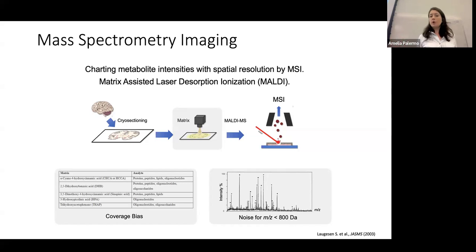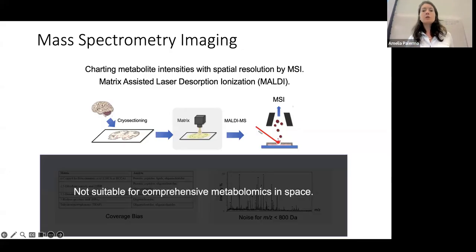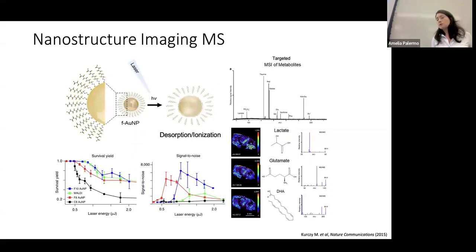So that's a problem, because we want to have spatial resolution, meaning high resolution over space, but also high sensitivity, because the amount that we will be able to ionize from that spot is very limited, right? So we need high sensitivity, but we are in conditions of having high noise. How do we deal with that? So this type of approach is generally not suitable for comprehensive metabolomics in space, and it needs adjustments that we worked on some time ago in order to make this approach ultra-sensitive.